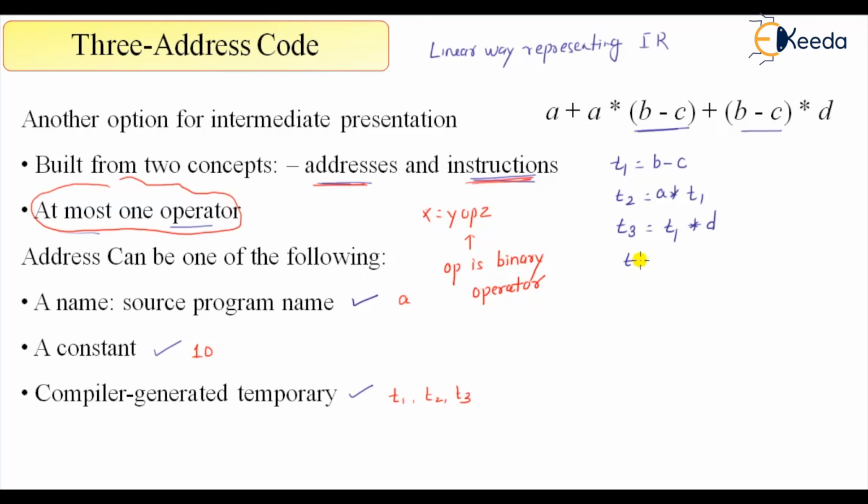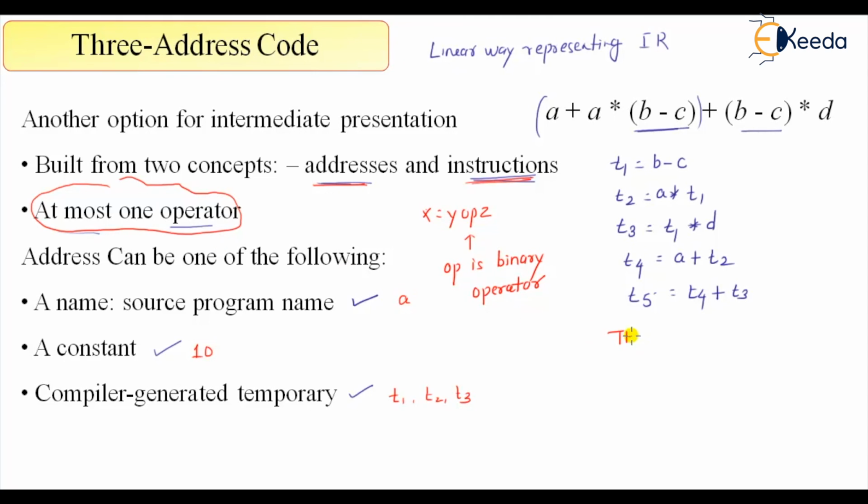Now t4 is equal to what? It will be a plus, where a multiplied by t1 is there, that is t2. And finally t5 is equal to t4, this part, and then plus, that is an instruction, and here multiplied by d, that is your t3. So this is the 3 address code generated for this expression.